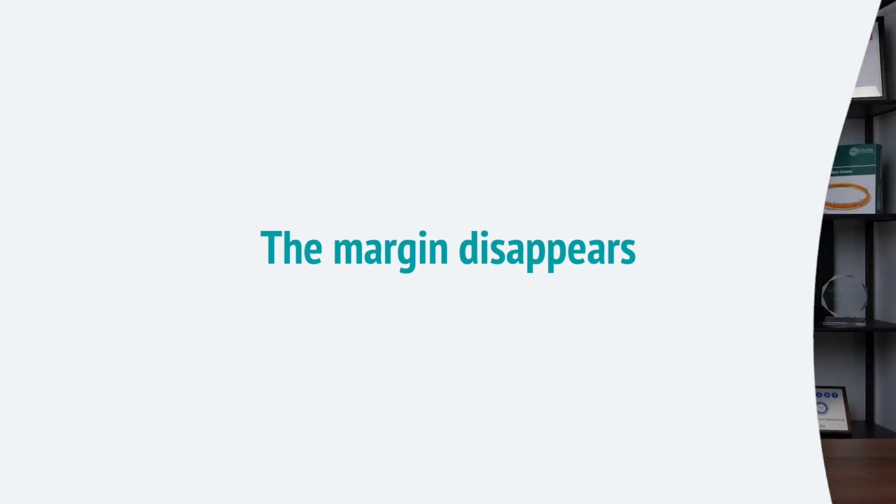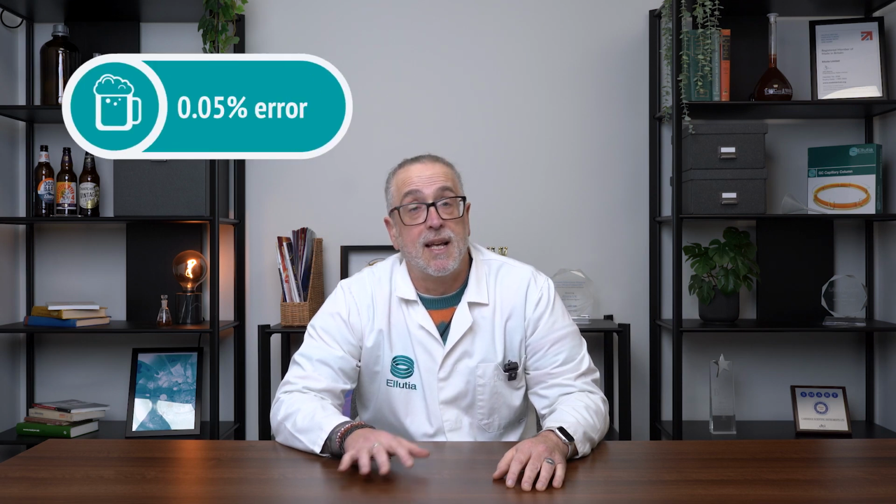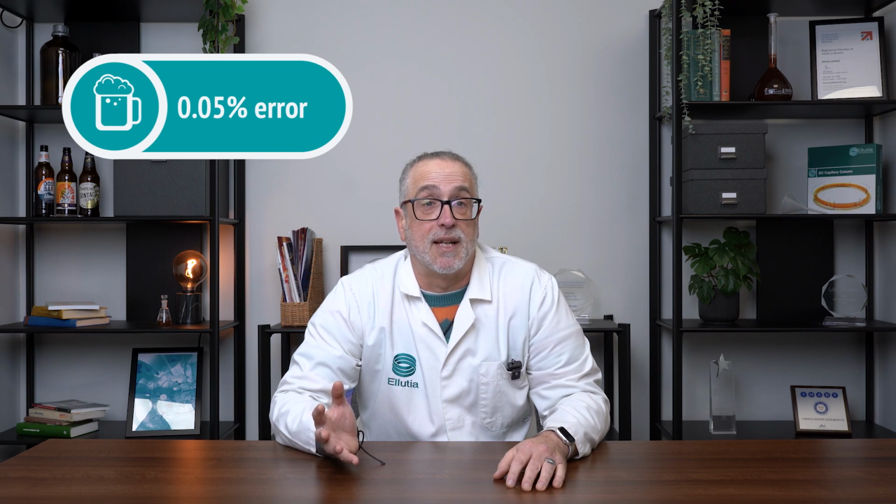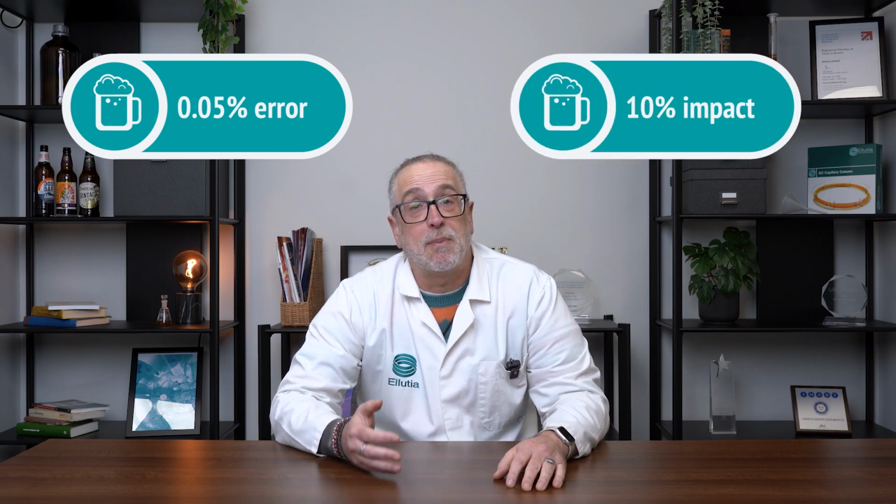At low and no alcohol levels, that margin disappears. You are no longer working with a strong signal and plenty of tolerance. You're working close to the edge. A measurement that is off by just 0.05% might be insignificant at 5%, but at 0.5%, that represents a 10% error. And that is where problems start to appear.